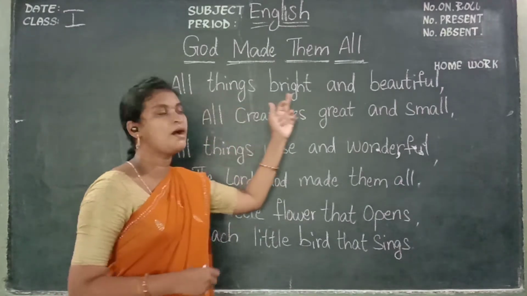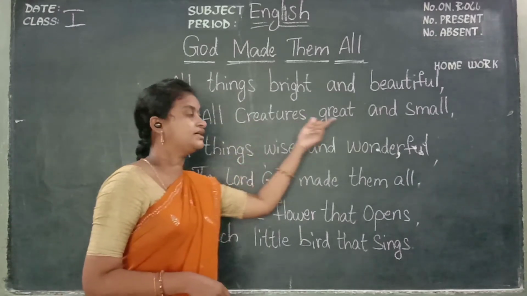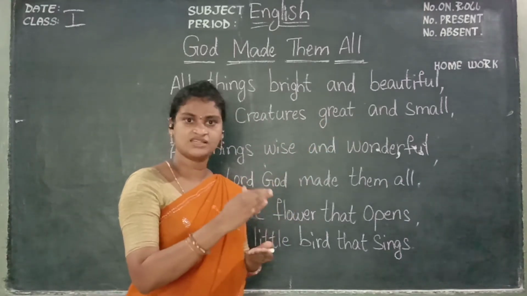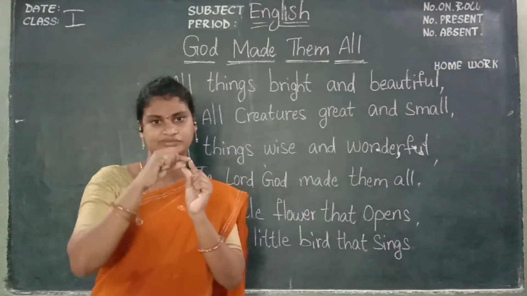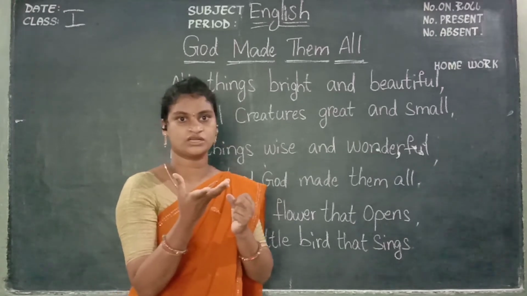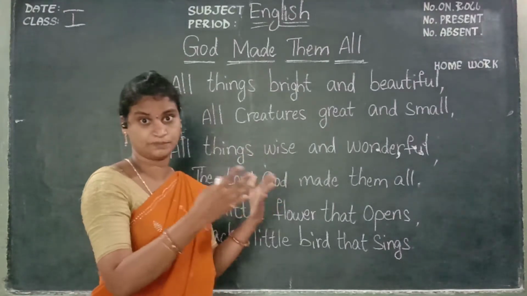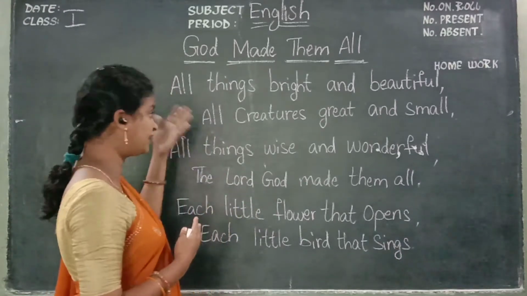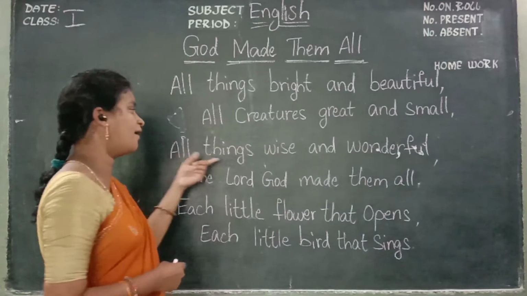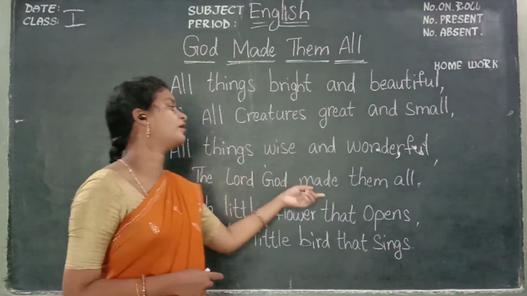All things bright and beautiful, all creatures great and small. Some are small and some are big. First, the bird, and the growing of the small and big flower. Yes or no children? Yes. God made them, so many flowers, so many bright, and nature is bright, beautiful and wonderfully great. Great and small, children. Okay children? All things wise and wonderful, the Lord God made them all.